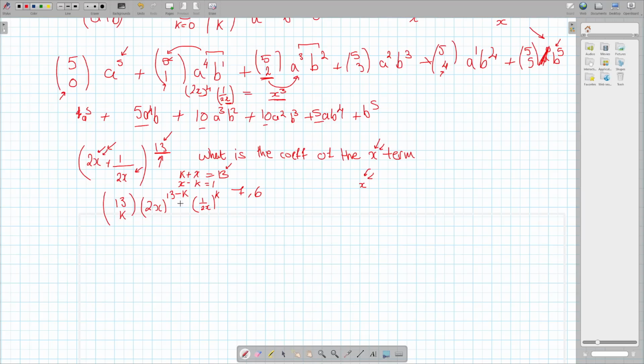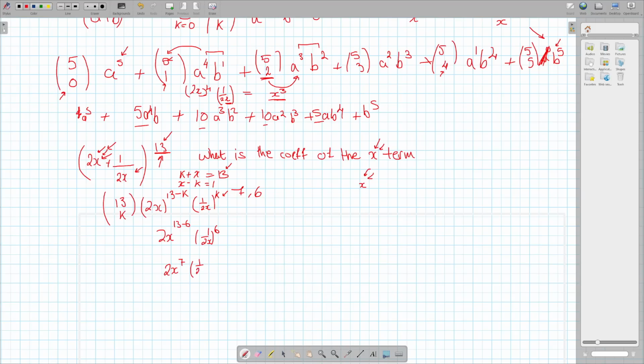Okay, so which one is going to be 7, which one is going to be 6? The bigger one will be 7. So which one's going to be 6? The smaller one. So k is going to be 6. So 1 over 2x to the power of 6. This is going to be 2x to the power of 13 minus 6, which is 7, right? So 2x to the power of 7.